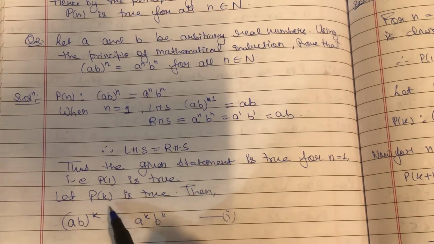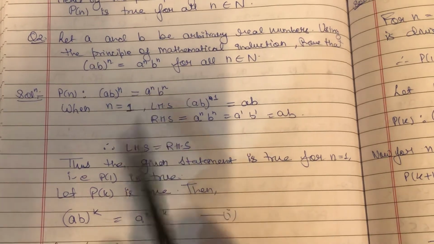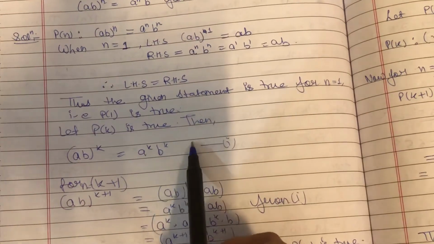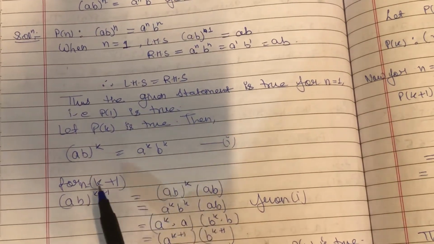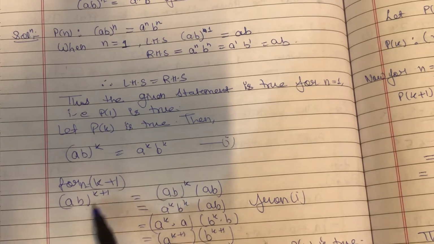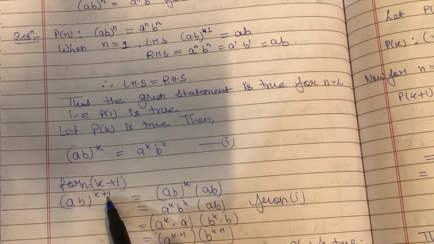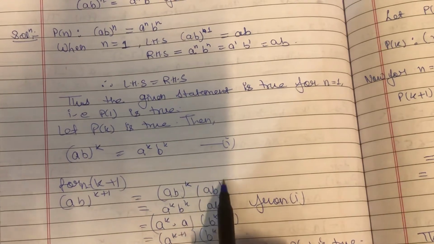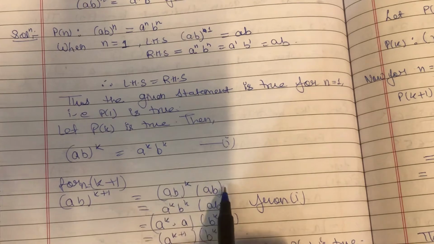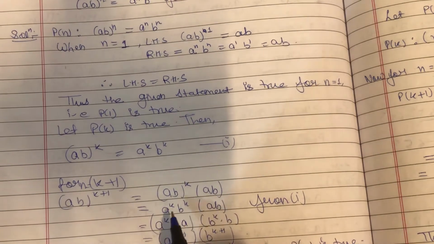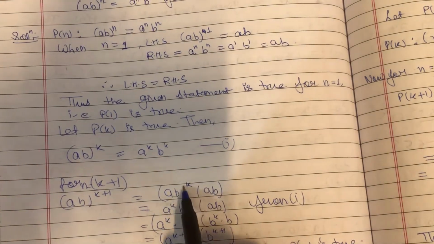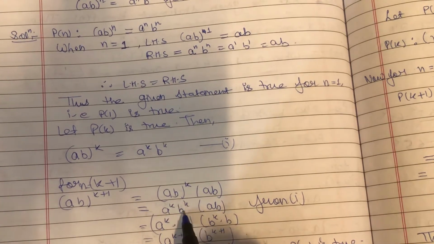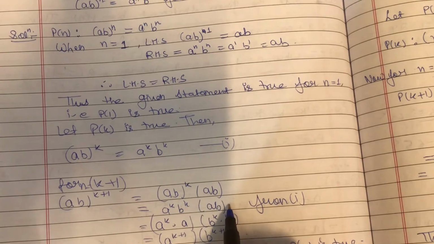Now let us assume that Pk is also true. So in place of n, I'm just going to put k. So this is my equation number 1. Now I am going to use this equation in order to prove Pk plus 1 is also true. So for Pk plus 1, as you can see, this is my LHS part. Now I can write this as (ab)^k into (ab)^1. This is the laws of exponent I am using over here. So a to the power k. Now again, this whole part can be split using laws of exponent, a to the power k into b to the power k into ab, isn't it?